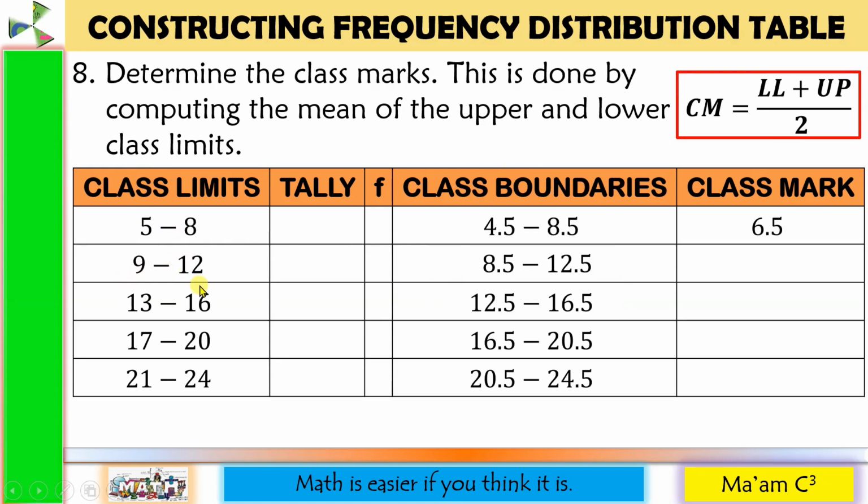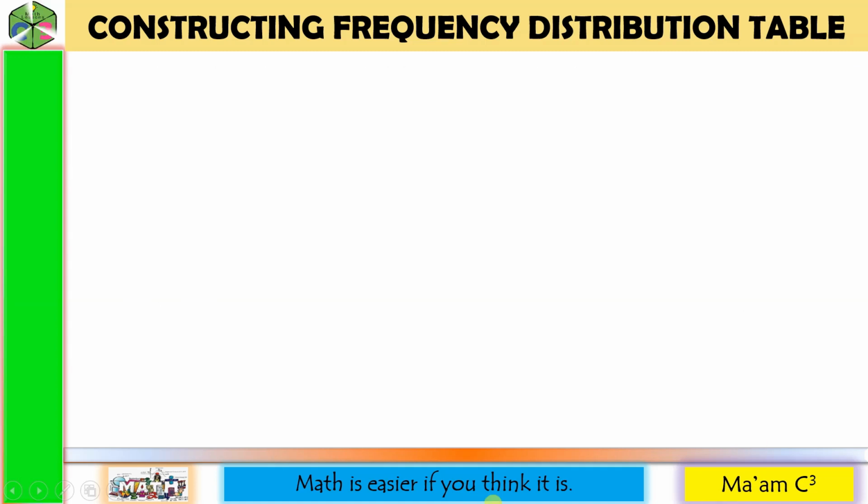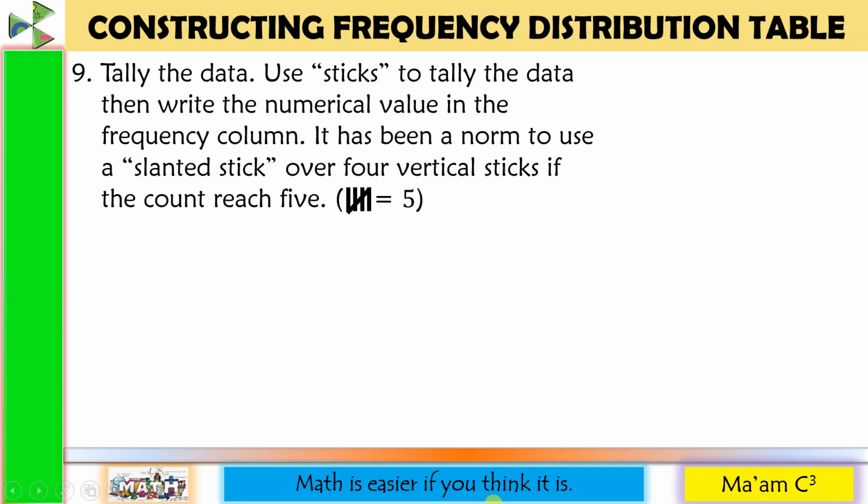Next, 9 plus 12 is 21 divided by 2 is 10.5. 13 plus 16 is 29 divided by 2 is 14.5. 17 plus 20 is 37 divided by 2 is 18.5. 21 plus 24 is 45 divided by 2 is 22.5. Next step, step 9, tally the data. Use sticks to tally the data, then write the numerical value in the frequency column.